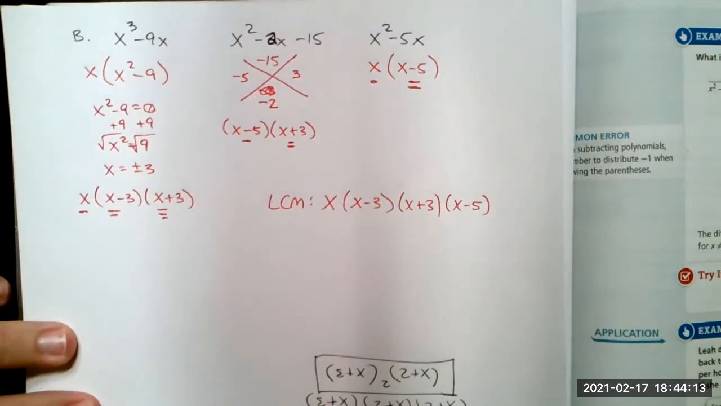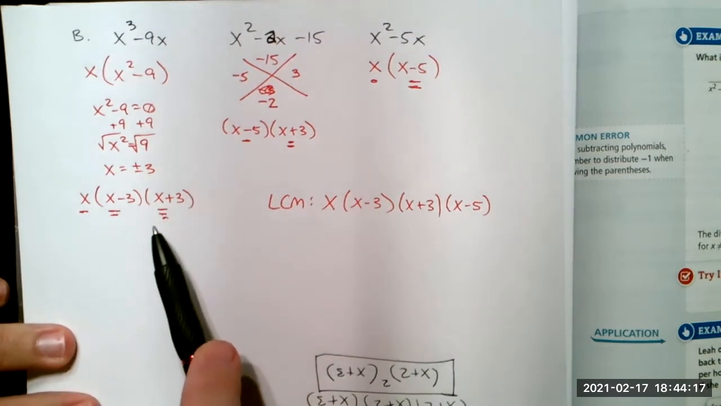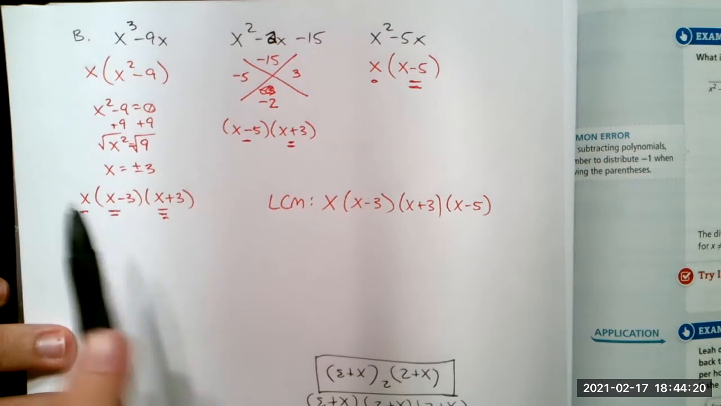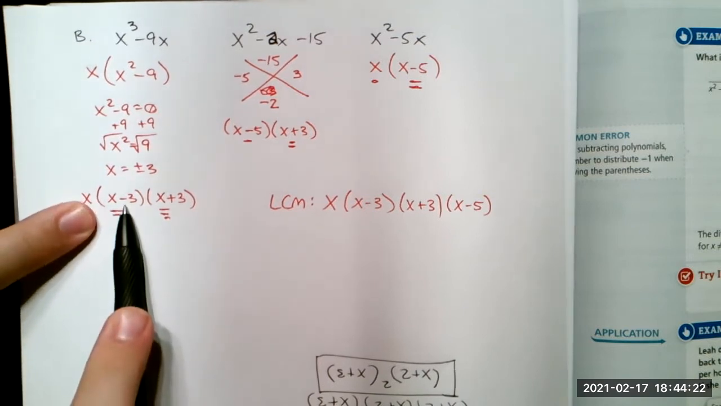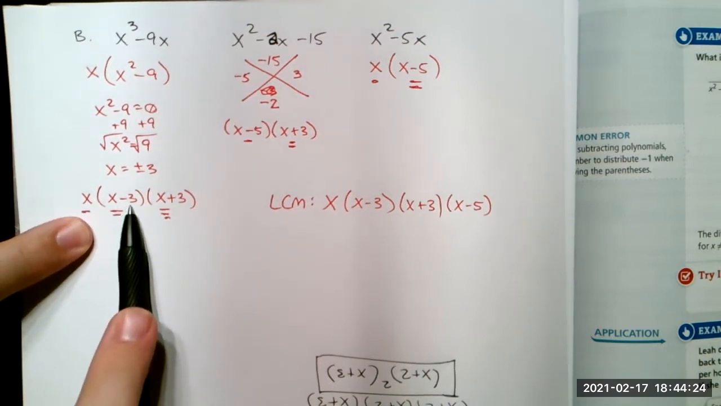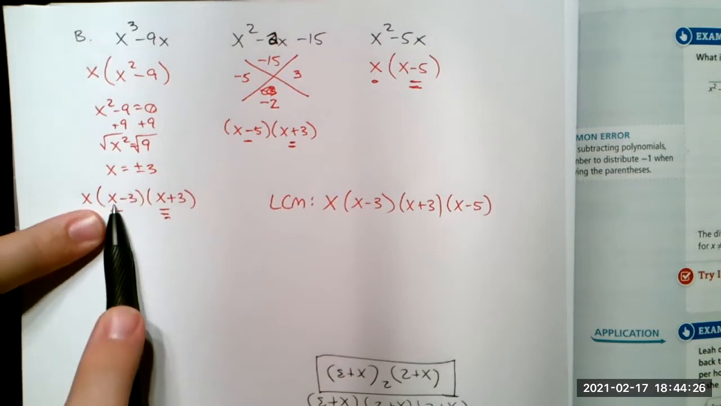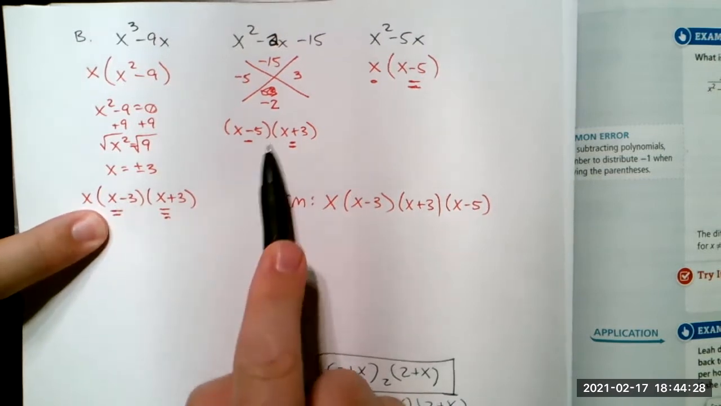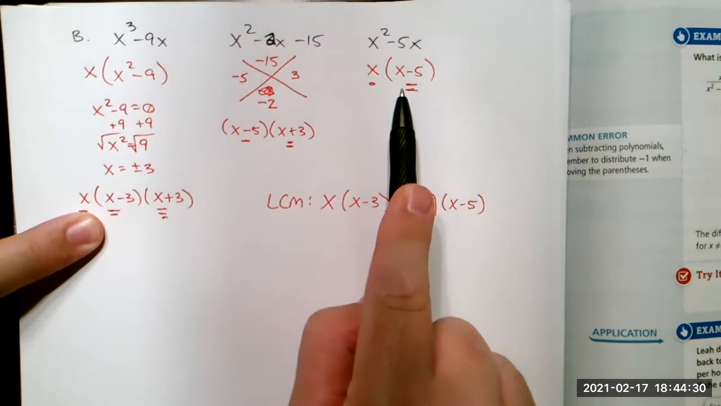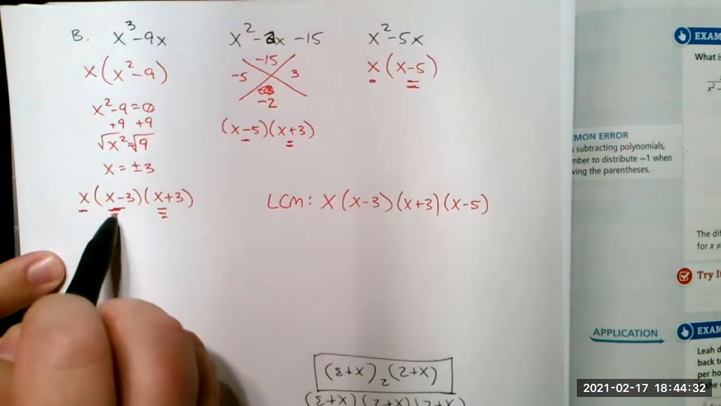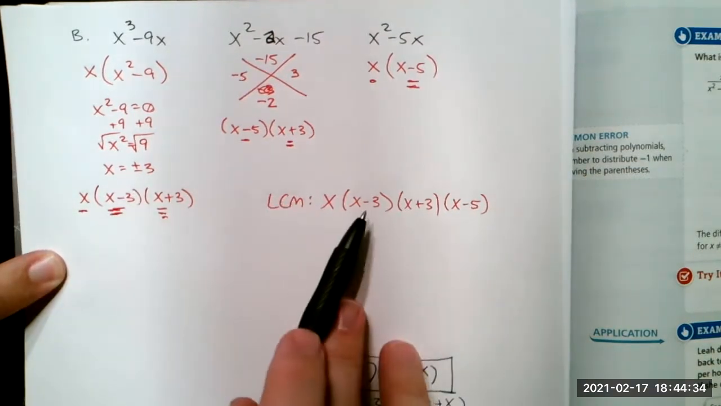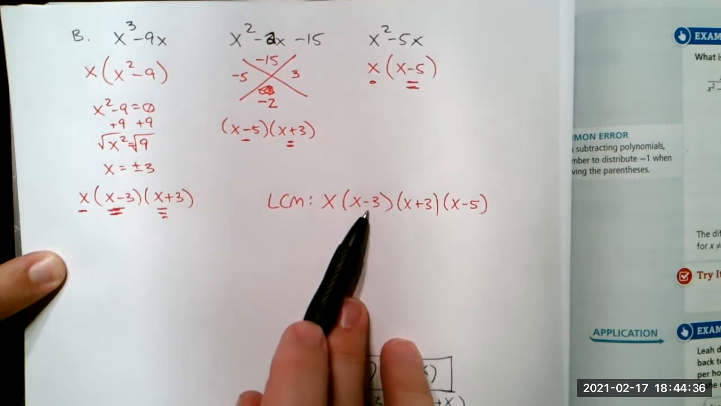Let me stress something here though real quick. It doesn't matter which one only repeated once. This one, x minus 3. It doesn't matter that this first expression only had that x minus 3, because this doesn't have an x minus 3, this doesn't have an x minus 3. But because this first expression has an x minus 3, your least common multiple has to have it.